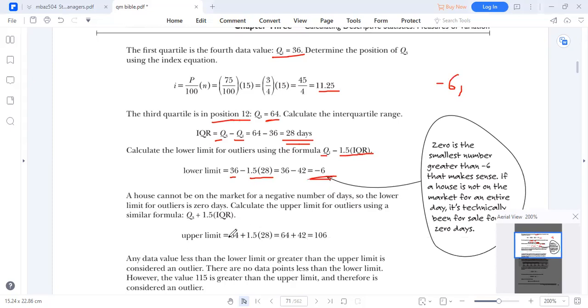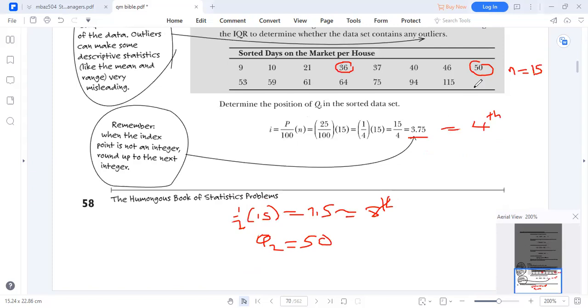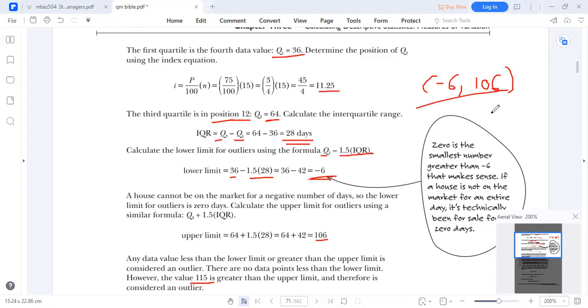For the upper limit, you use the upper quartile, which was what? 64 plus 1.5 IQR, which is 28. So we find 106. So 106 is the upper limit. Can we identify any outliers in there? The outlier is 115. So 115 is what is outside the range. So that is our outlier.